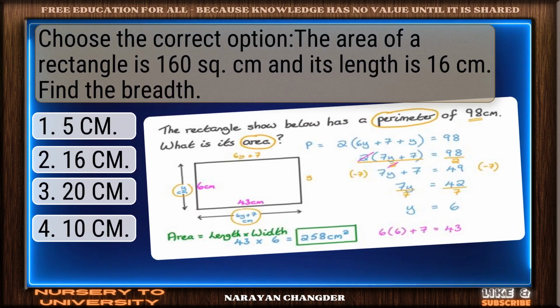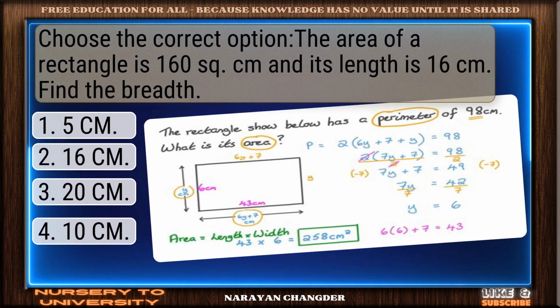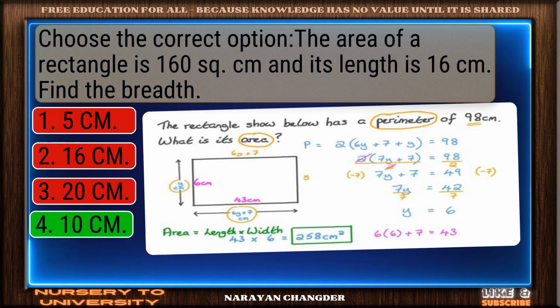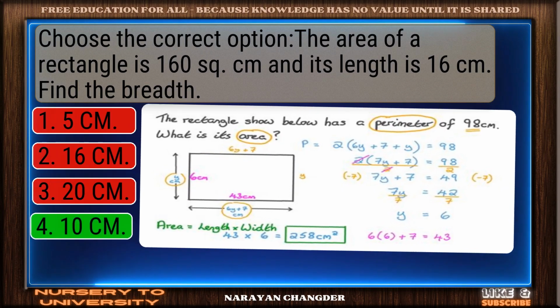Choose the correct option. The area of a rectangle is 160 cm and its length is 16 cm. Find the breadth. Nice work. You chose 10 cm and it is correct.